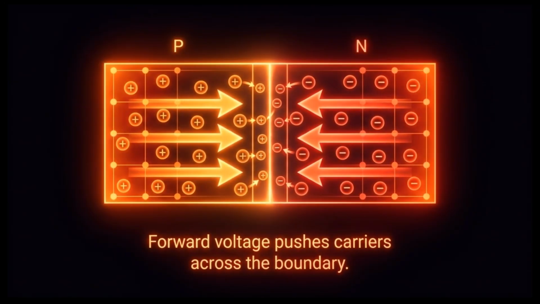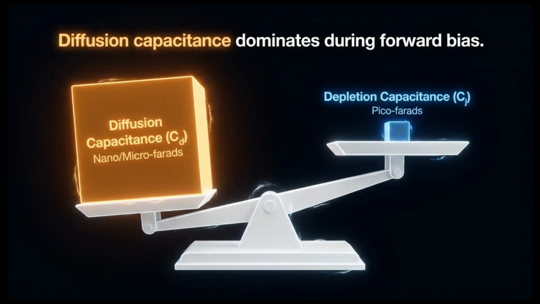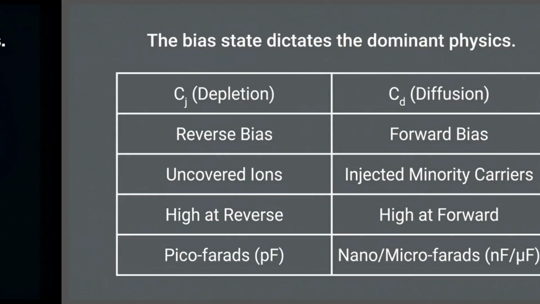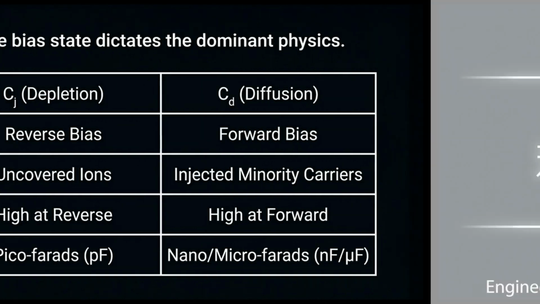In contrast, applying a forward voltage pushes charge carriers across the p-n boundary, changing the dynamics completely. This movement causes a delayed recombination of carriers, which effectively stores charge within the material for a short duration. Consequently, diffusion capacitance becomes the dominant factor during forward bias, and it is typically much larger in magnitude than depletion capacitance. This table summarizes how the bias state dictates the dominant physics, ranging from the type of charge carriers involved to the final unit of capacitance.